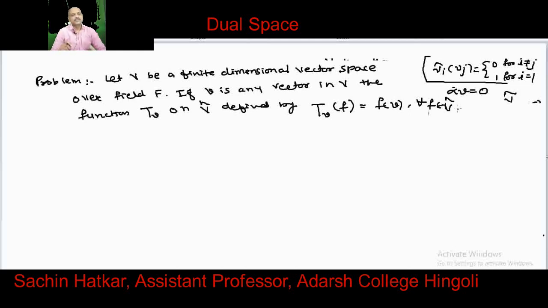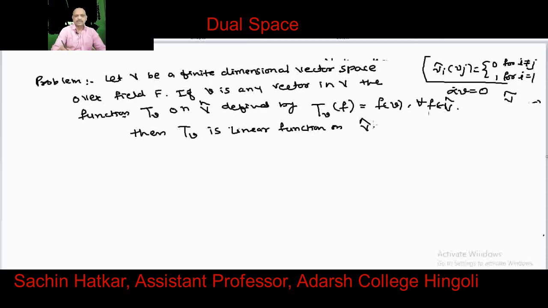You can see that we have defined a function on the dual space and that function is denoted by TV. Then what we want to prove? Then this function TV is a linear functional on V cap. That is, it satisfies the two conditions of homomorphism. What are the two conditions?